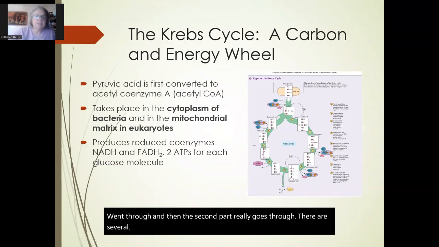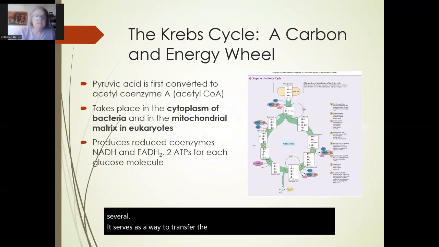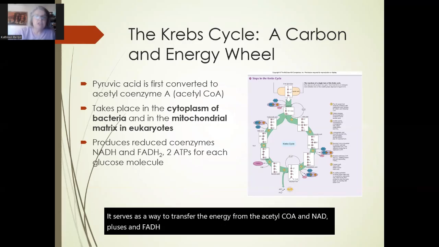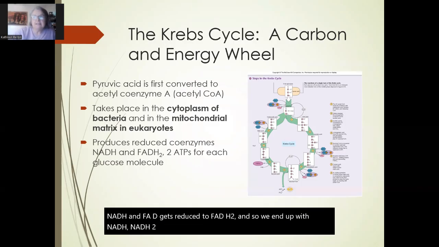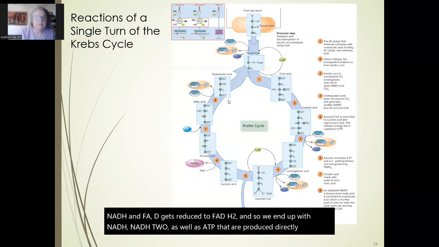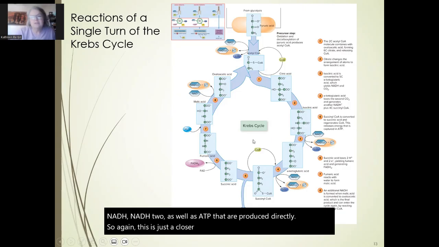It serves as a way to transfer the energy from the acetyl-CoA and NAD+ and FAD by reducing them. So the NAD gets reduced to NADH, and the FAD gets reduced to FADH2. And so we end up with NADH, FADH2, as well as ATPs that are produced directly. So again, this is just a closer look at the Krebs cycle.